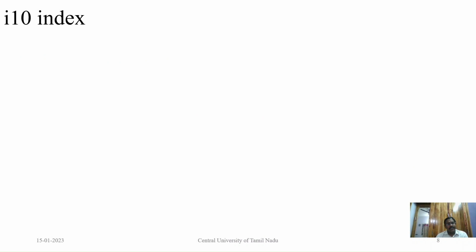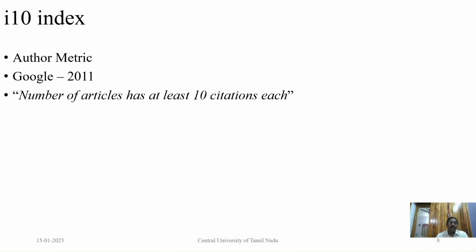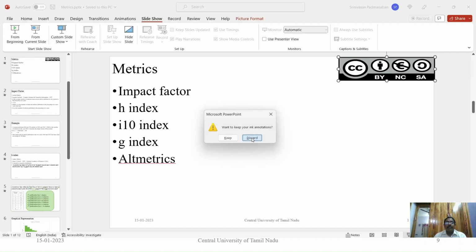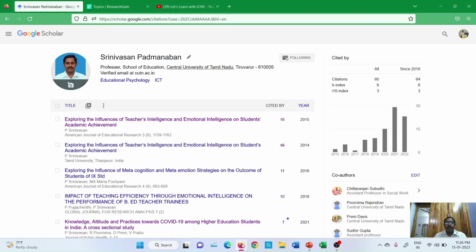i10 index. It's a very simple index. It is developed by Google Scholar, and it is also an altmetric. So the i10 index is the number of articles which have at least 10 citations. So simple. It shows the productivity of an author. Before going to the index, let me give an example from my own Google Scholar.